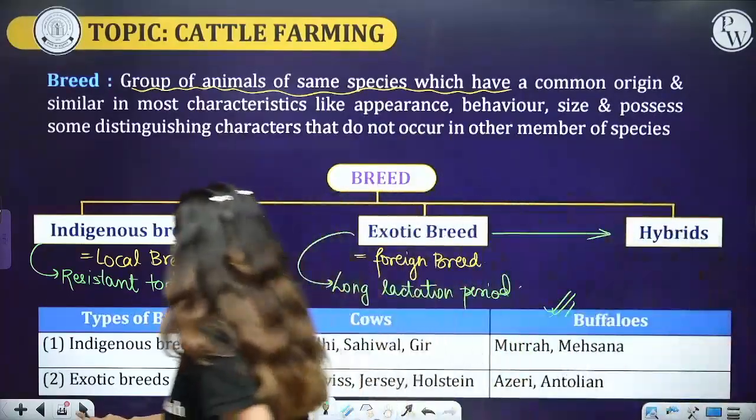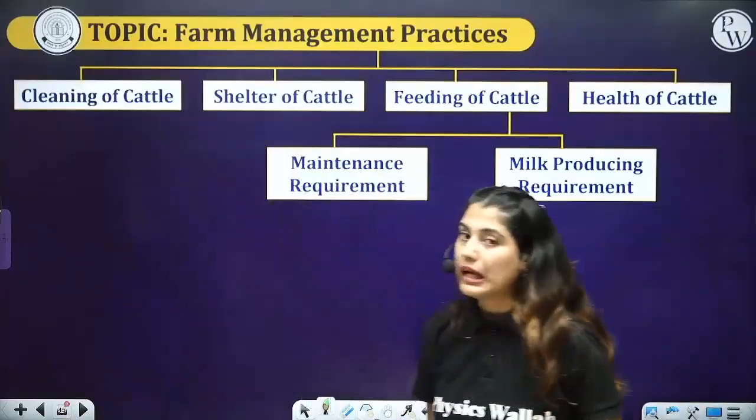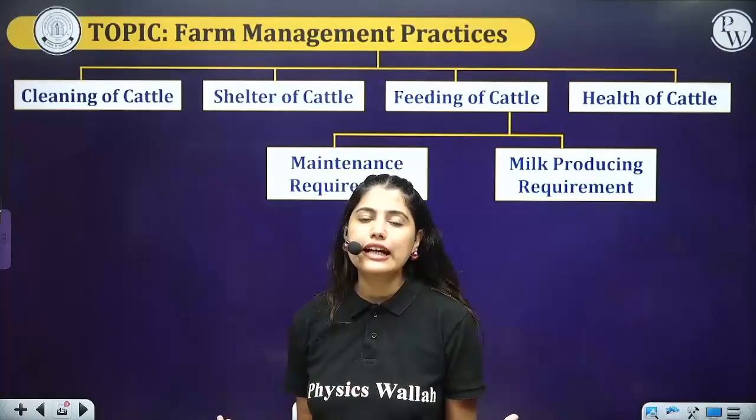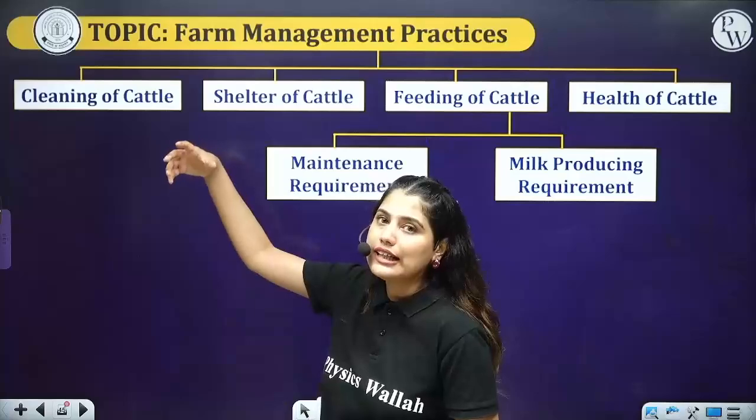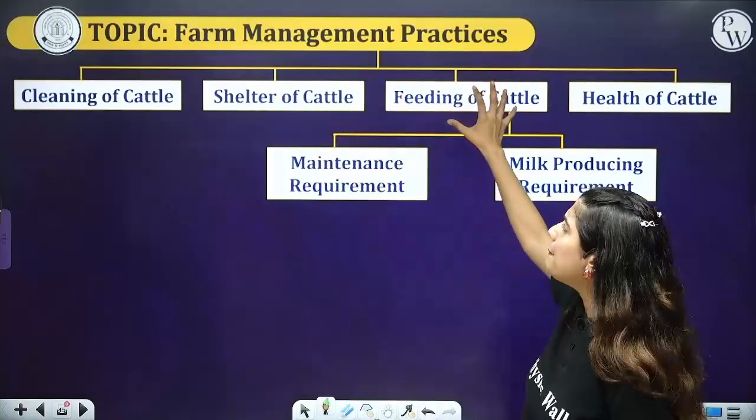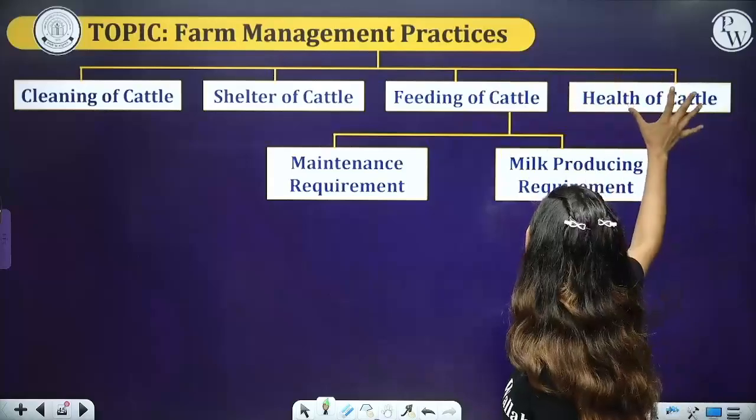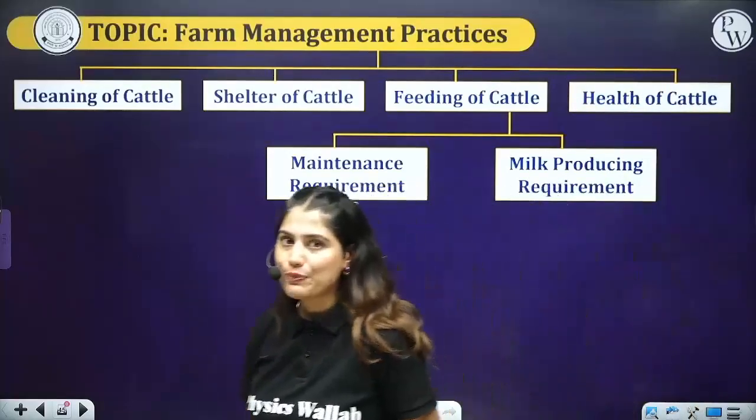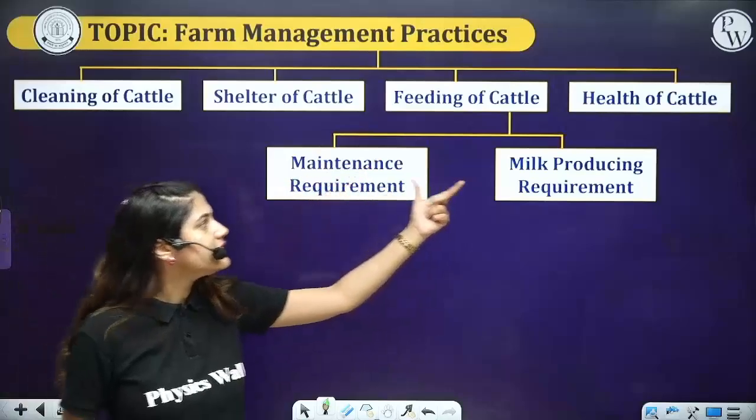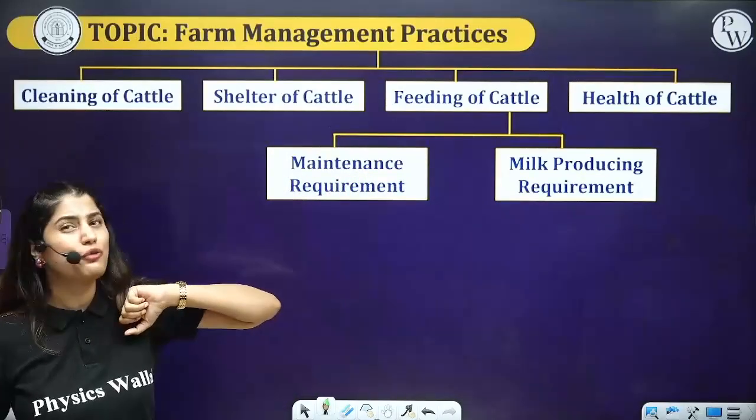Let's move a little bit ahead towards the next topic. Yes, I told you that we are taking care of them. How are we taking care of them? We are taking care of them by cleaning them, by providing shelter, by providing proper food, and also by taking care of their health. Once we talk about the feed, we are taking care of the maintenance as well as the milk-producing requirement. What do I mean by it?